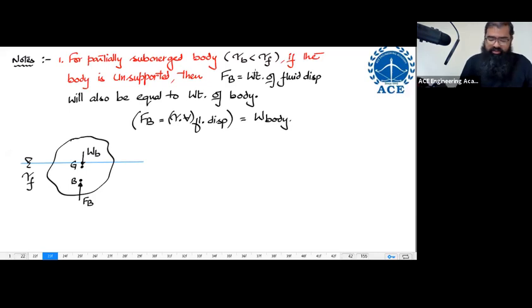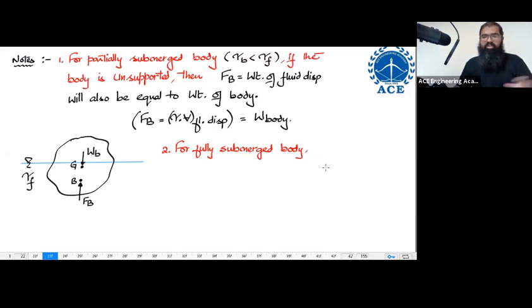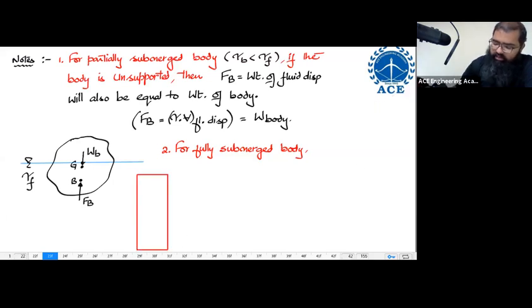Okay. Next, second note we are having over here. For a fully submerged body, we have only seen two types of body, partially submerged or fully submerged. Now for a fully submerged body, imagine you have a stone. Suppose there is a tank, a very big tank.